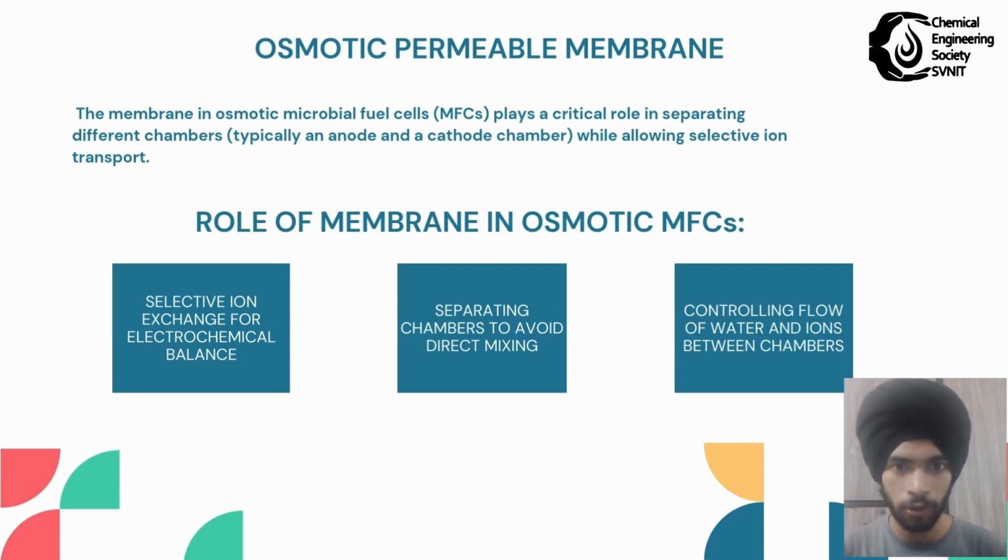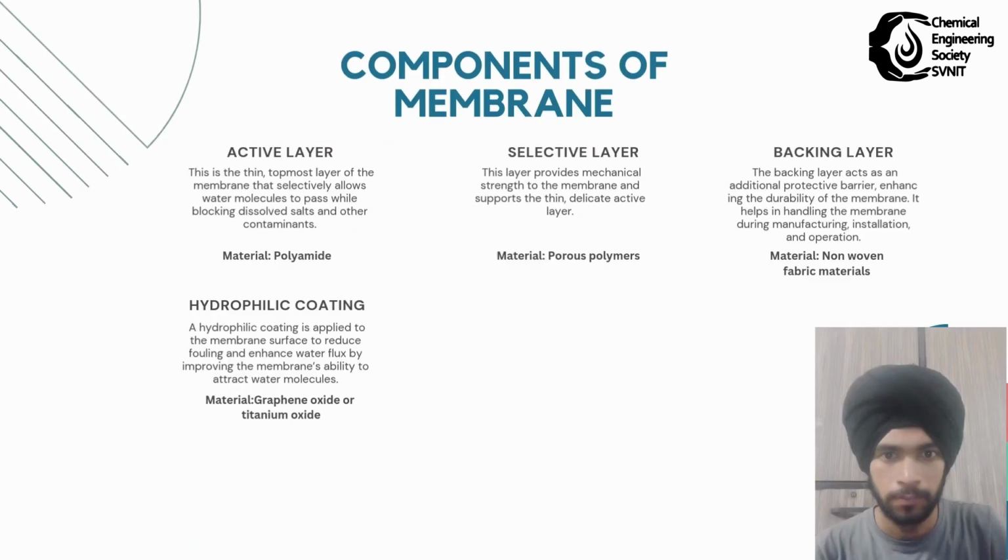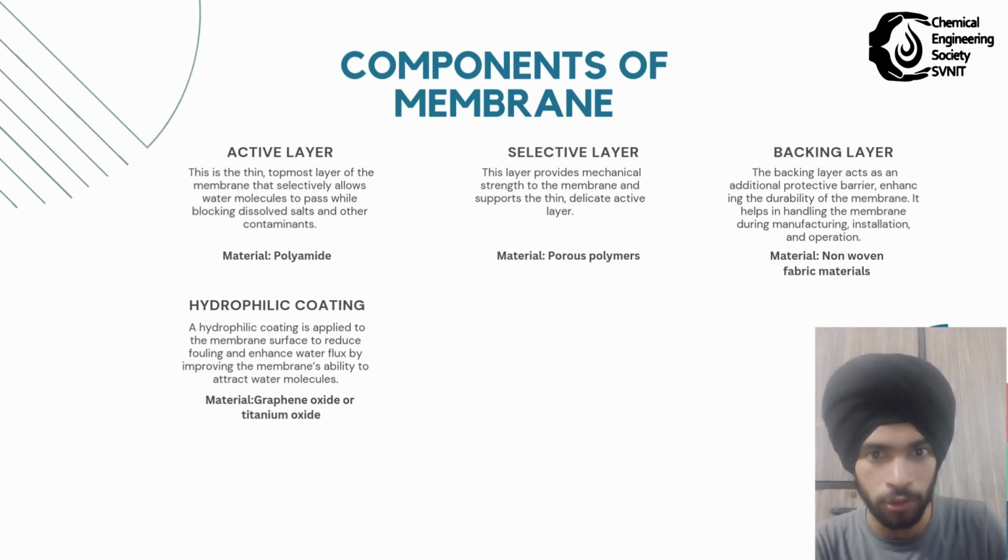Third, it provides control over the flow of ions and the flow of water also. There are various components of the membrane. The membrane consists of 4 sublayers. First is the active layer, which allows only selective kinds of ions to pass from one chamber to another and blocks other, unwanted kinds of ions on its surface only. Second is the selective layer, which provides mechanical support and strength to the active layer so that it should not get displaced from its position when the water flux is more.